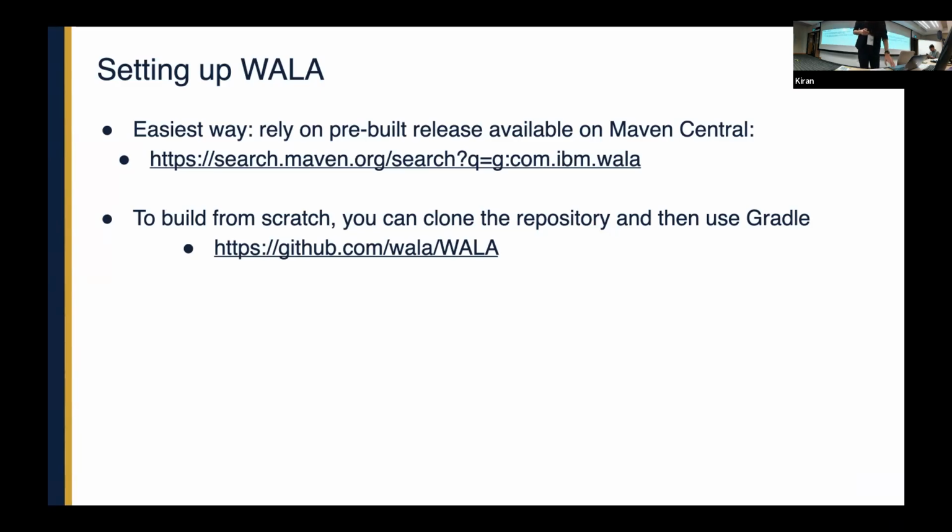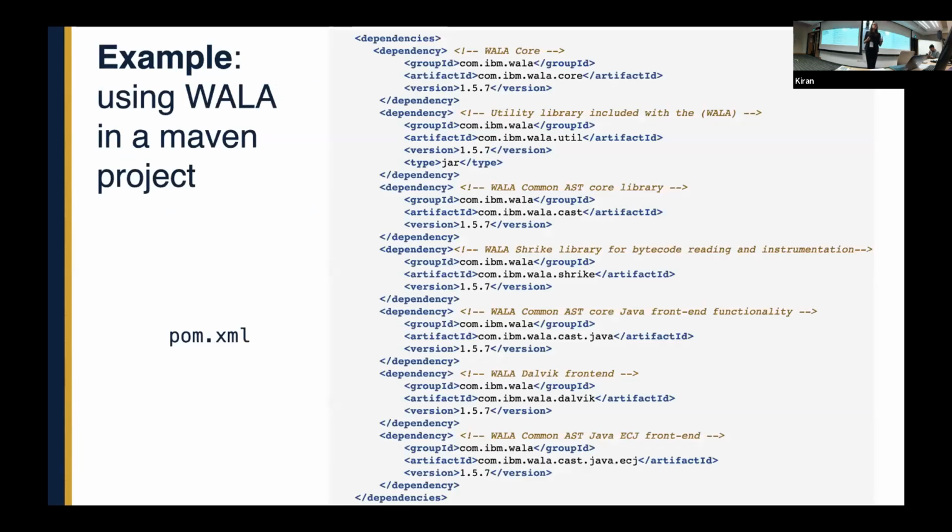So here I have an example of actually using those precompiled binaries. I set up a Maven project. I have my pom.xml file in here, and I import as dependencies all the WALA dependencies. I don't know if you can see very well, but I have the WALA core, so you need to import that jar to your project. And then some utilities as well.